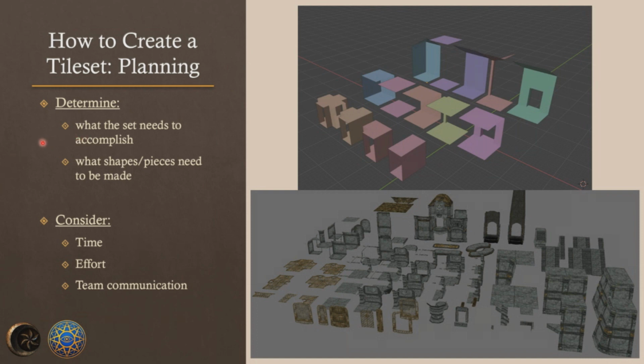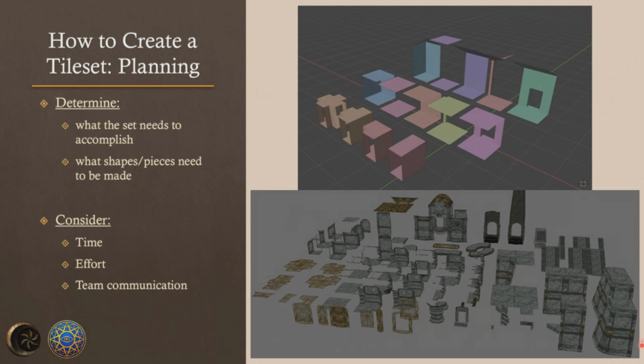in the beginning, you basically want to figure out what your set needs to accomplish. So, in this little example test kit that I made, I wanted it to accomplish small rooms, so it's got small pieces here. I wanted it to have big rooms, and I wanted it to have hallways. So you need to figure out what it needs to accomplish.